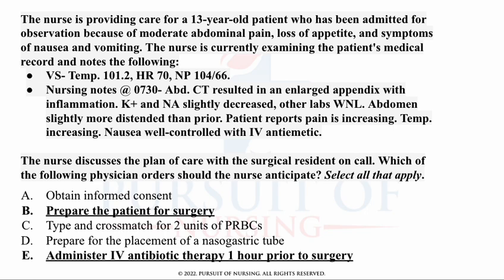The procedure is assumed to be performed laparoscopically as there are no complications present. If the patient had, say, peritonitis, then it may need to be an open surgery, but since there are no complications, we're going to assume that it's going to be performed laparoscopically. So there's no indication for the need of red blood cells at this time. Her nausea is well controlled, so there's no need for the placement of a G tube, an NG tube.